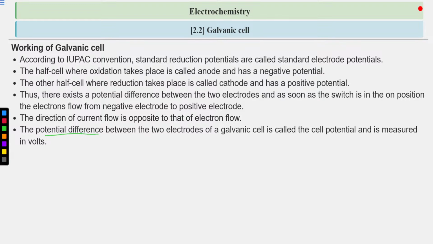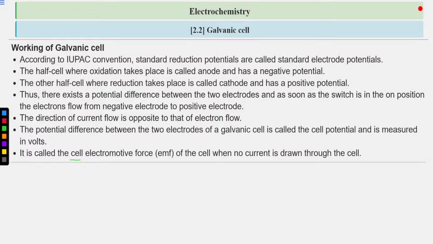The potential difference between two electrodes of a galvanic cell is called the cell potential, and it is measured in volts. As we are talking about a galvanic cell, the two electrodes present have different potentials and opposite signs. So the potential difference developed between these two electrodes is called the cell potential, and it is measured in the unit volts. Volt is represented by capital V.